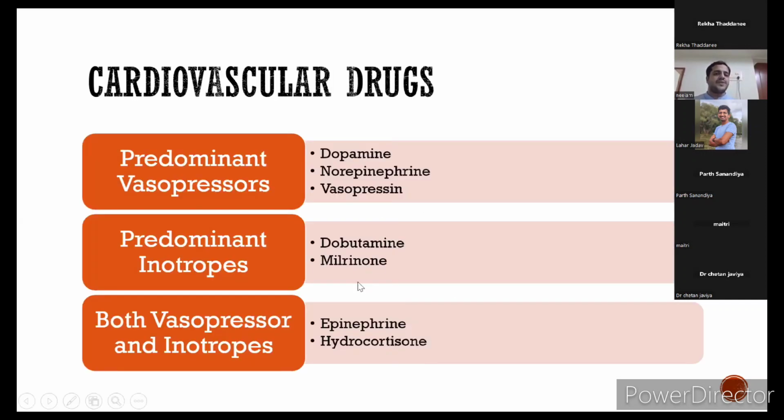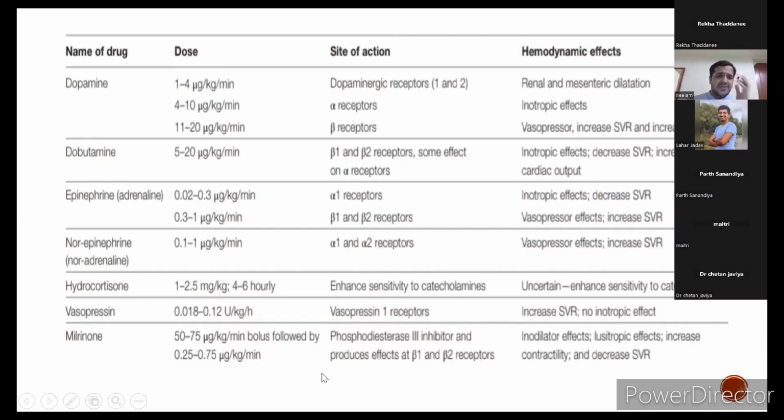Okay. Then coming to the cardiovascular drugs. So cardiovascular drugs, we loosely call them inotropes, but there is a difference. Okay, there are certain drugs which have a predominant vasopressor action, there are certain drugs which have predominant inotrope action, and there are certain drugs which have both inotrope and vasopressor action. So predominantly vasopressors are dopamine, norepinephrine, and vasopressin, whereas the predominant inotropes are dobutamine and milrinone, and with both actions are epinephrine and hydrocortisone. So these are actually the doses and the mechanism of action.